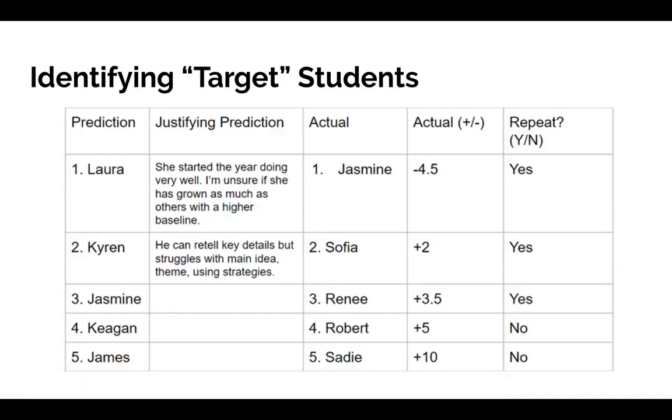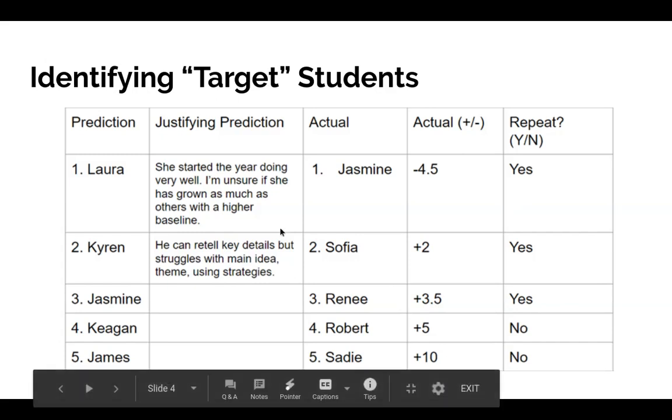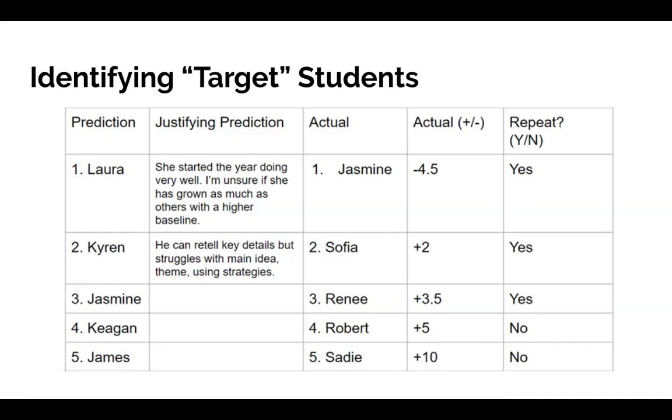Now that we've classified our data, it's time to identify our target students. These students are those that will need specific, targeted support to help them continue growing. The first thing we ask our teachers to do is to predict who from their student group may not be growing as much as the others. So, for example, this teacher said that Laura might not be growing because she started the year doing very well. She may not have shown as much growth because her score was so high to begin with.